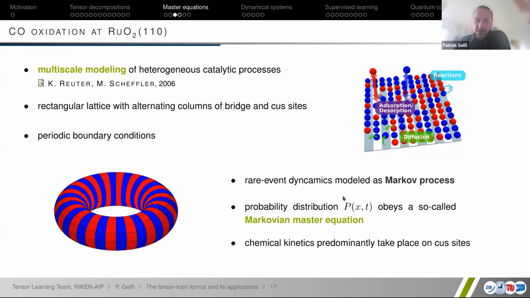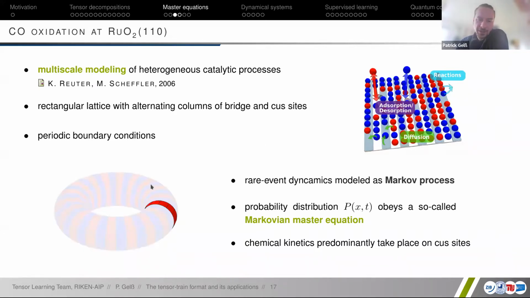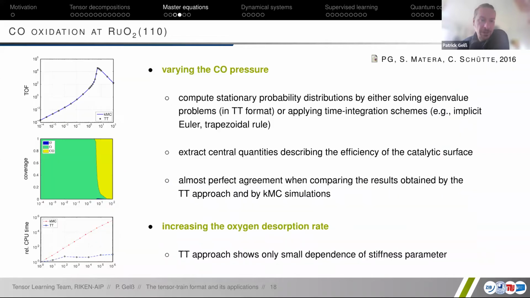And what we know is that in this case, for this multi-scale model, which you can see here, ruthenium dioxide, the kinetics mainly take place on the CAS sites, and the interaction between the bridge sites can, to some extent, be neglected. And this is what we do. So we take one ring of our torus here, and the probability distribution on this segment can be expressed by a tensor train.